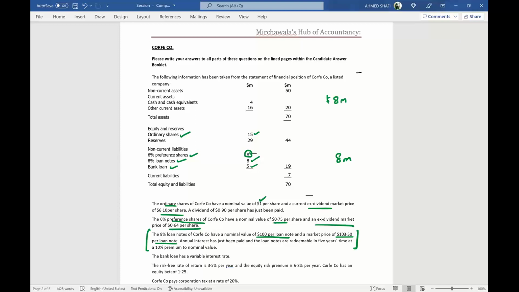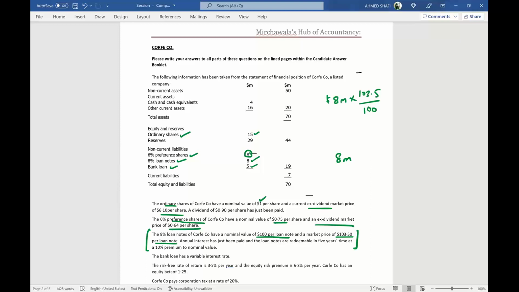So the market price is going to be 8 million, 3.5% extra. Had it been written they are trading at 105 per loan note, that means the 100 loan note is trading at 105, 5% extra. Had it been written they are trading at a market price of 110 per loan note, that means the 100 loan note is trading at 110, 10% extra. If it's written it's trading at 90 at market price, that means the 100 loan note is trading at 90, 10% less. We would have reduced 10%.